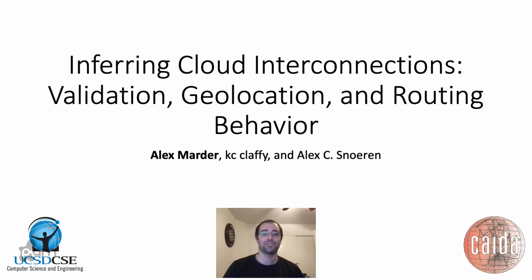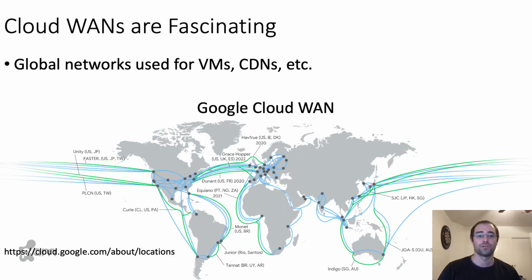I'm a research scientist at CAIDA, and I'm going to be talking about our work looking at cloud WANs. And these cloud WANs, at least for the very large public clouds like Amazon AWS, Microsoft Azure, and Google Cloud, which is the one I've got on the slide, they're really interesting. These are global networks that traverse oceans and have points of presence on every continent but Antarctica.